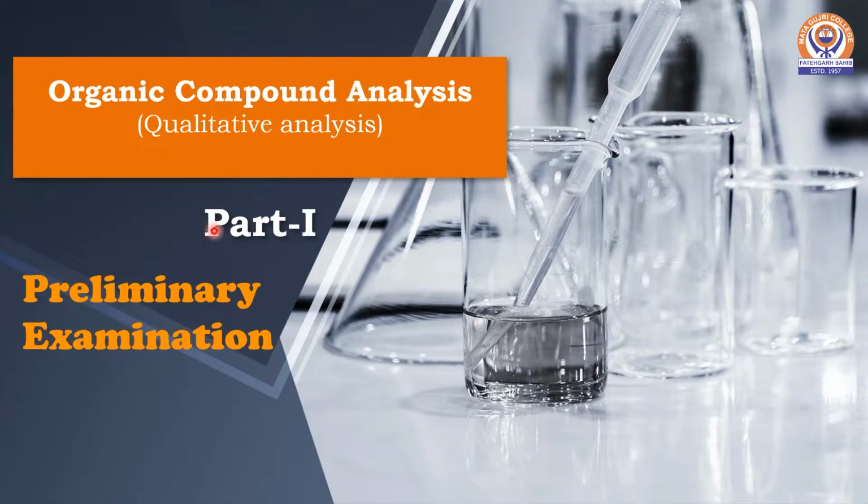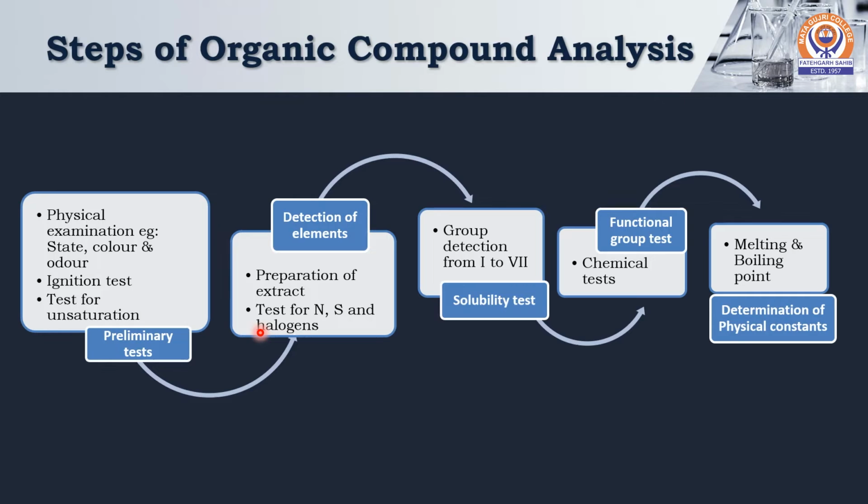In this video, we are going to analyze organic compounds qualitatively, and this part will be mainly focused on preliminary examination. Steps to analyze the organic compound: the first we will do is physical examination of the organic compound, that is state, color and odor. Then ignition test, that is the flame test for unsaturation. So these are the preliminary tests, and then we will do detection of elements, that is nitrogen, sulphur and halogen.